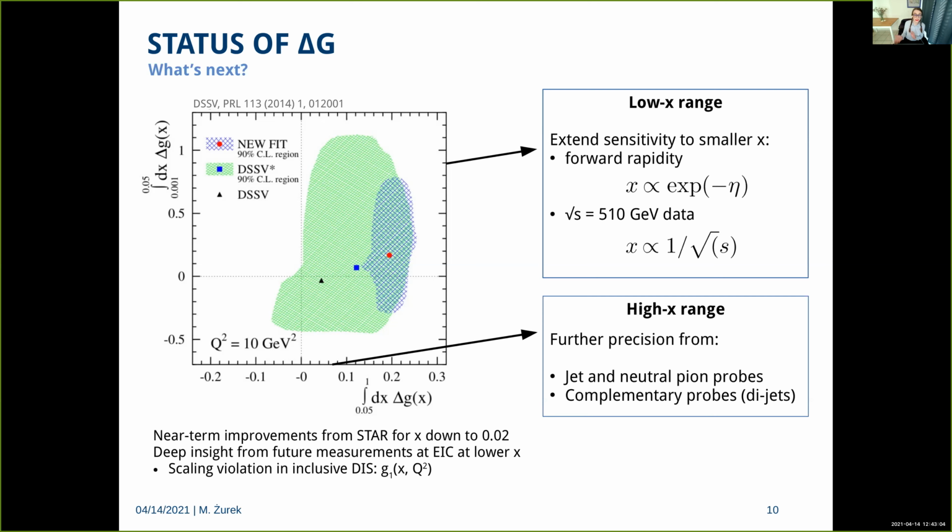But of course, these are near-term improvements from STAR, and the really deep insight will come from future measurements at the EIC at much lower x. For the higher x range, above 5%, further precision can be gained from further measurements of jets and neutral pion probes, for example, as well as complementary probes like dijets.